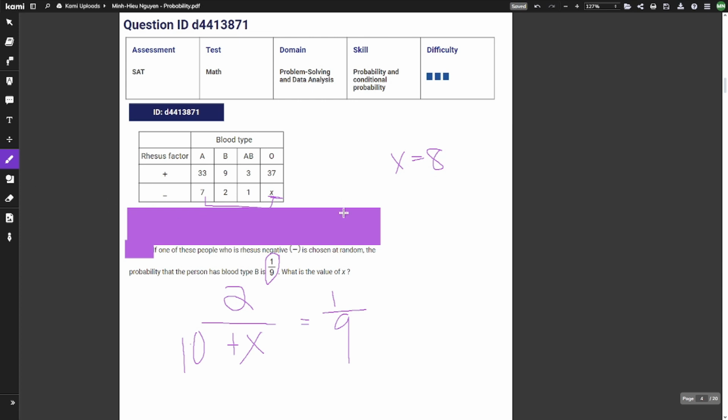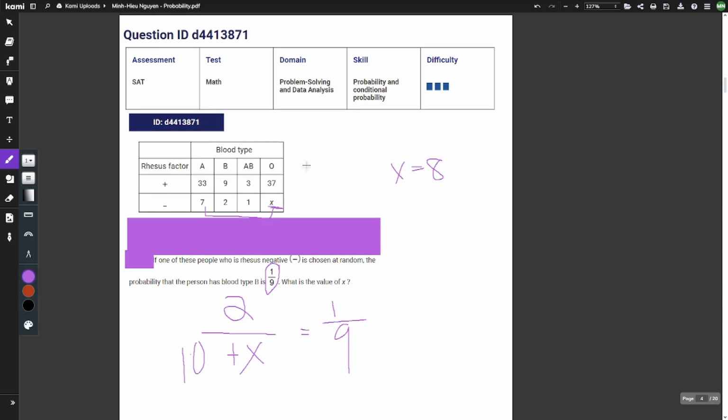Or another way you could do it is just using your brain. Since we know that x is equal to 8, 10 plus 8 is 18, and 2 over 18 simplifies to 1 over 9. So that last method requires you to think a little bit more, because now you're asking yourself, 10 plus what would make this fraction reduce down to 1 over 9?